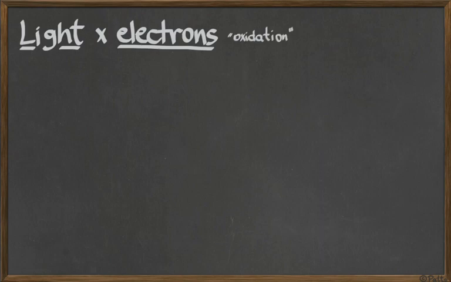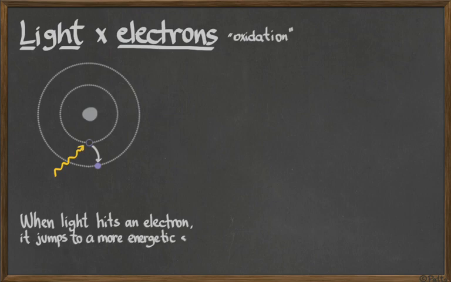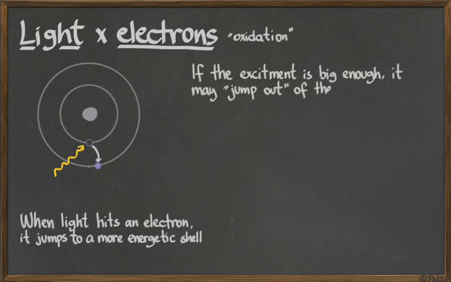But what will happen there is oxidation. And if you remember, OIL RIG: oxidation is loss, reduction is gain. So what happens is that an electron that is hit by light jumps to a more energetic orbital. However, if this excitation is quite big, like what happens in chlorophyll, these electrons might jump out of their orbital and actually jump out of the atom. So in this case, light makes that atom suffer oxidation. Oxidation is loss, so basically it gives away the electrons.